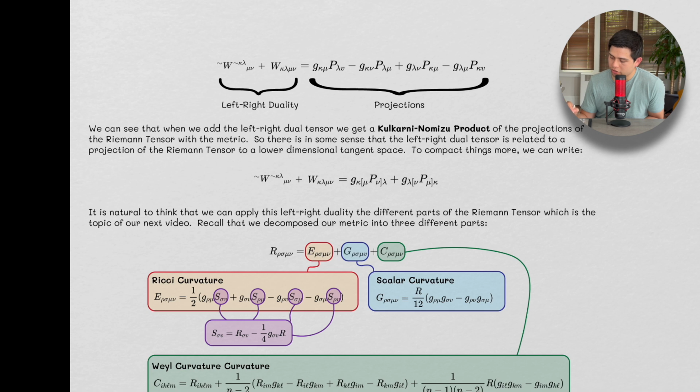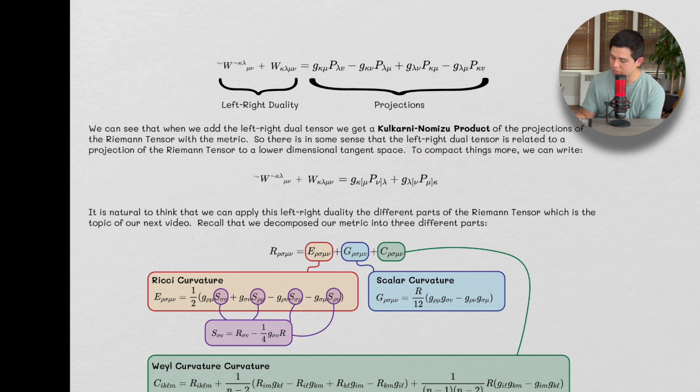So here we are. This is our left-right duality side of the equation. These are our projections. Okay. There are projection tensors with the metric. We can see that when we add the left-right dual tensor, we get the Kulkarni-Numitsu product of the projections of the Riemann tensor with the metric. So in some sense, the left-right dual tensor is related to the projection of the Riemann tensor to a lower dimensional tangent space.